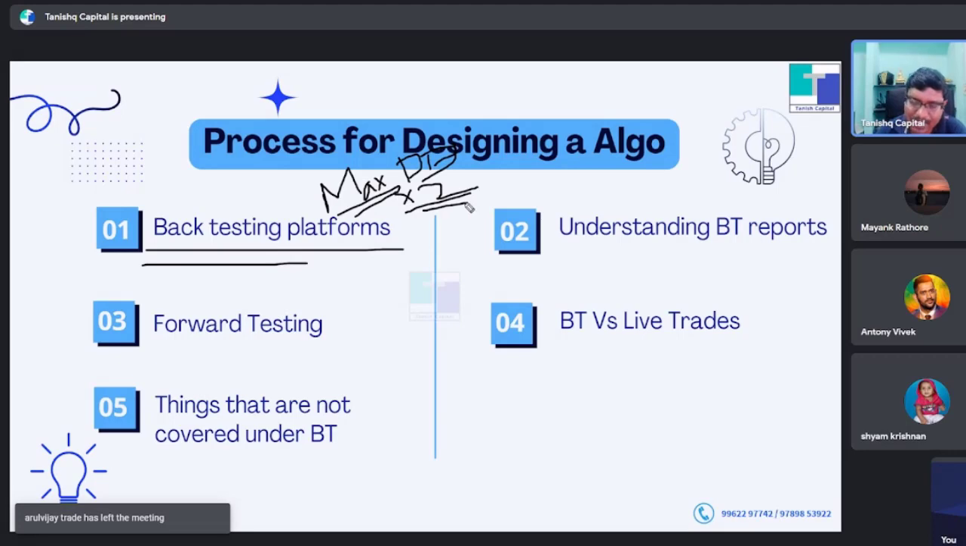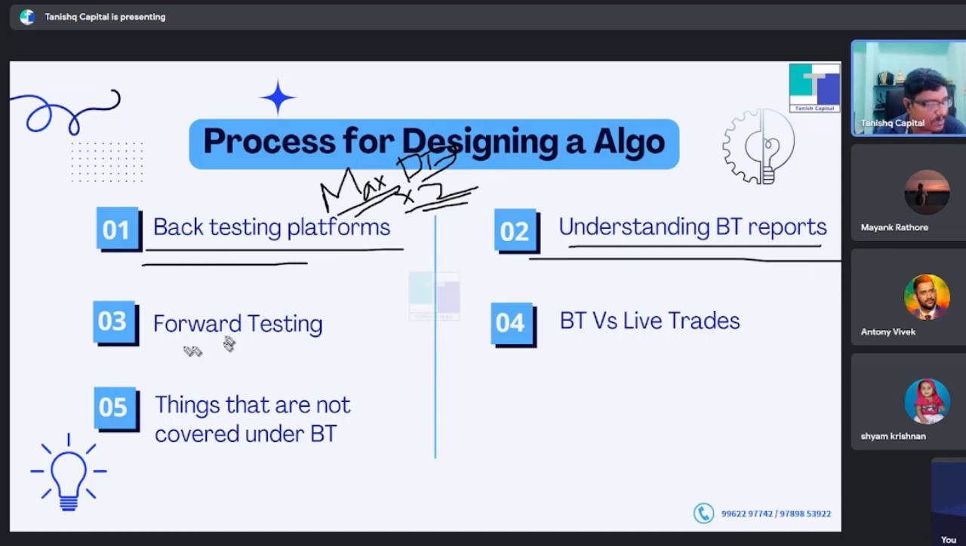So if it is okay, then I will think about further jumping into the strategy. Otherwise, I will just ignore that idea of taking it further to algo. Right? So this is my step. And then how do you understand? And then forward testing, how I generally do it. And then backtesting and live trades, why there is a money difference.